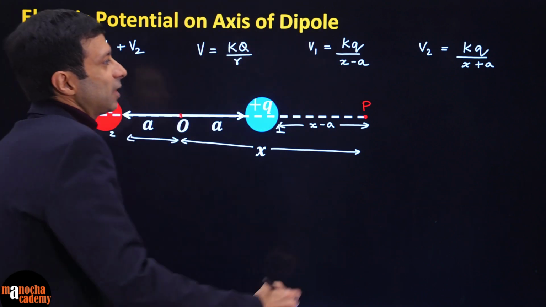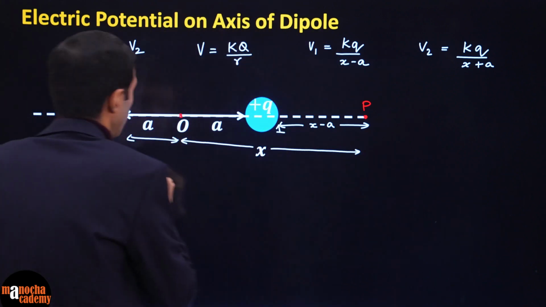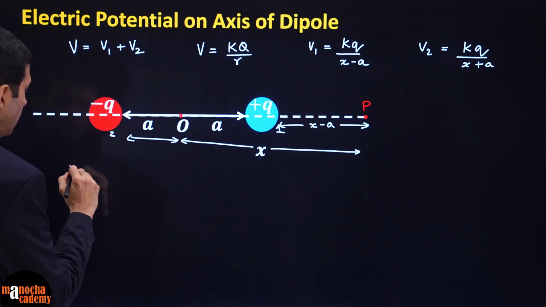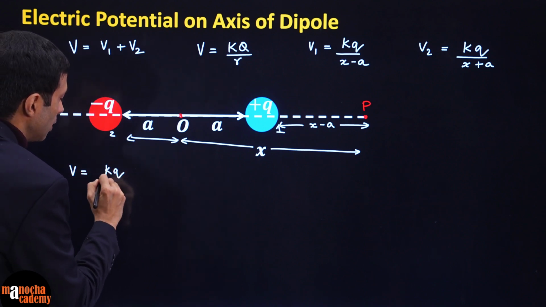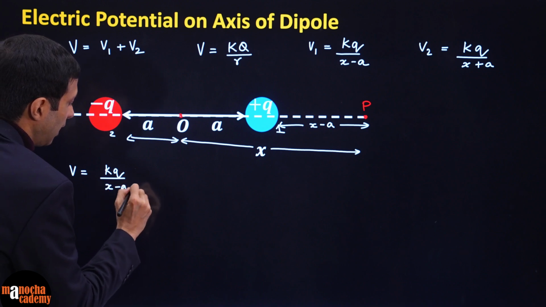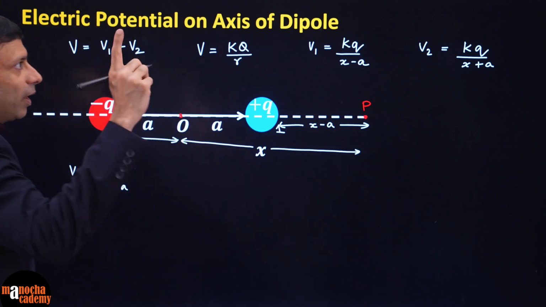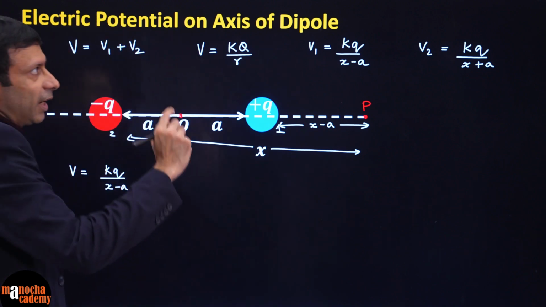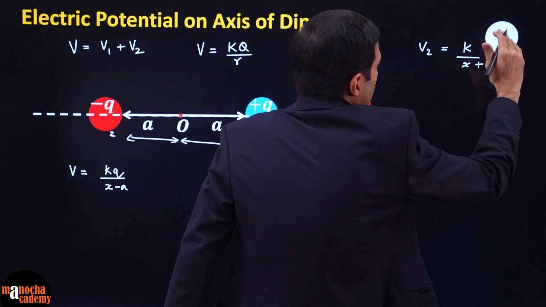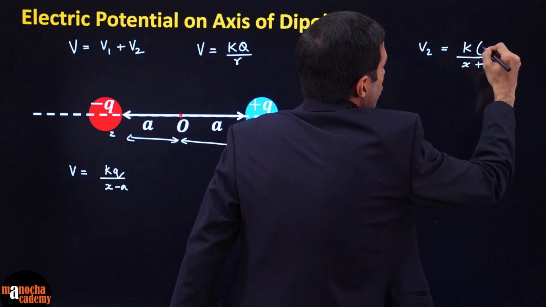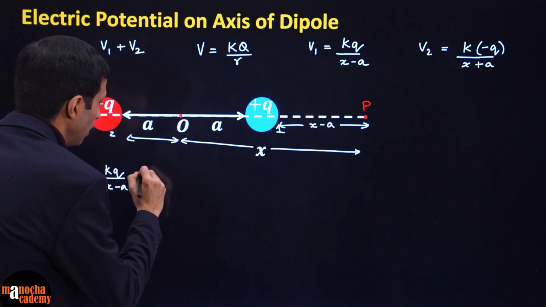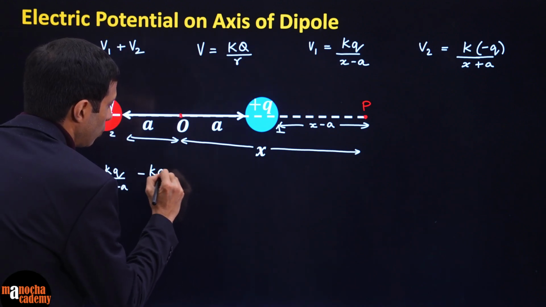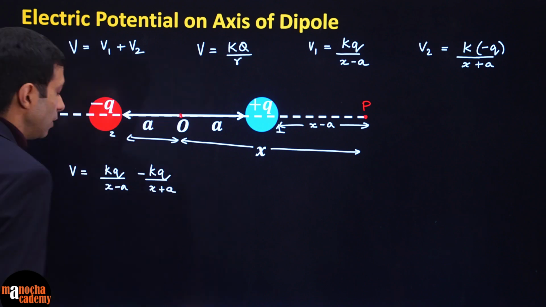Simple. So you just have to do some maths here. Let me do it here. V is going to be equal to V1 plus V2, which is kq divided by x minus a. And one mistake I made: this is a minus q. There I didn't put the minus sign. We must put that here, because that's going to give me a negative potential. So minus kq by x plus a, right?